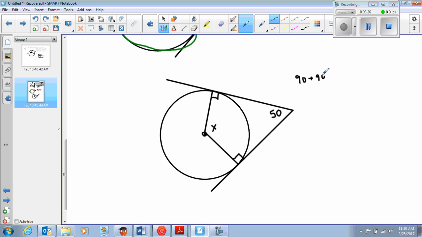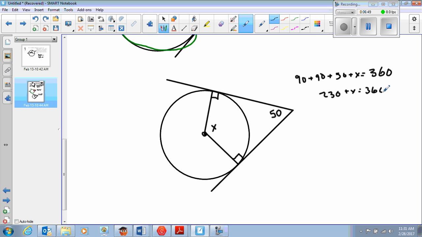plus 50 plus x, and that's actually going to equal a four-sided figure, which is always going to add to 360. Think about squares and rectangles. Four 90-degree angles always make 360. So we add 90 plus 90 is 180, plus 50 is 230 degrees, plus x will equal 360.